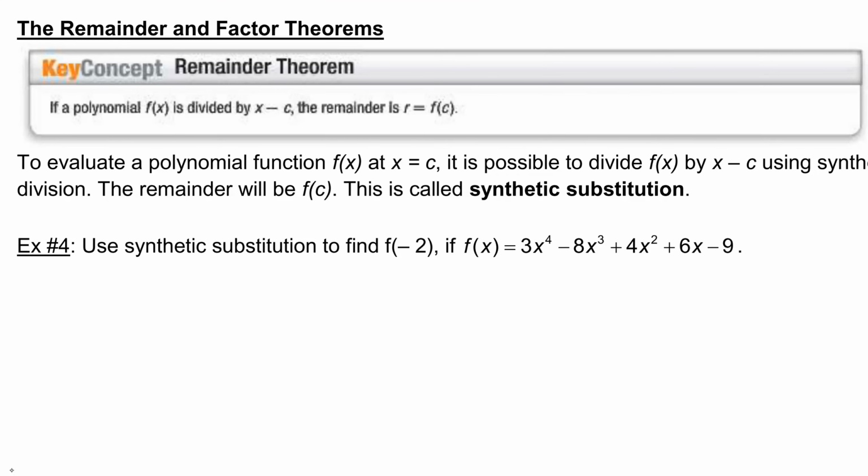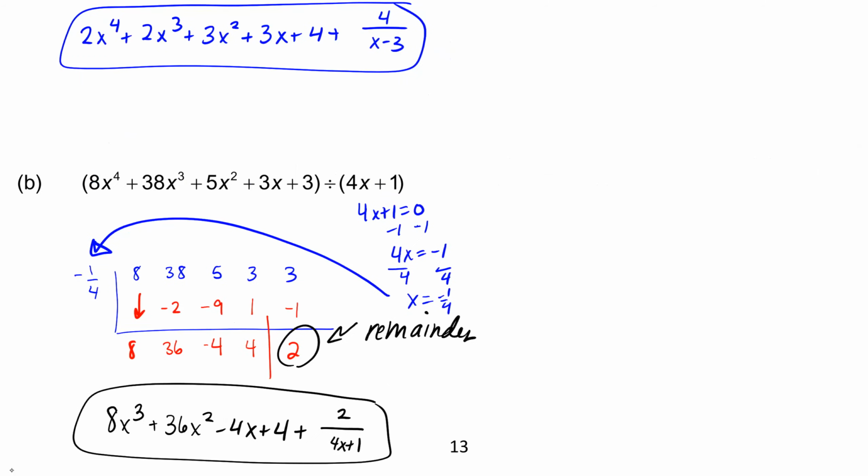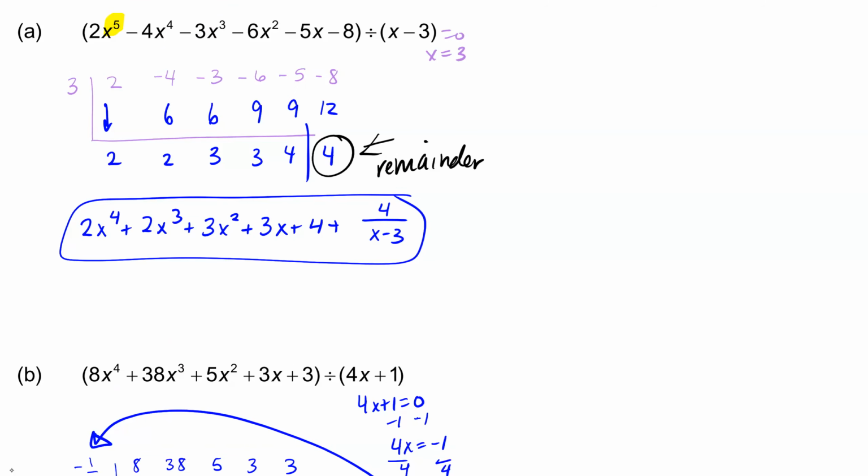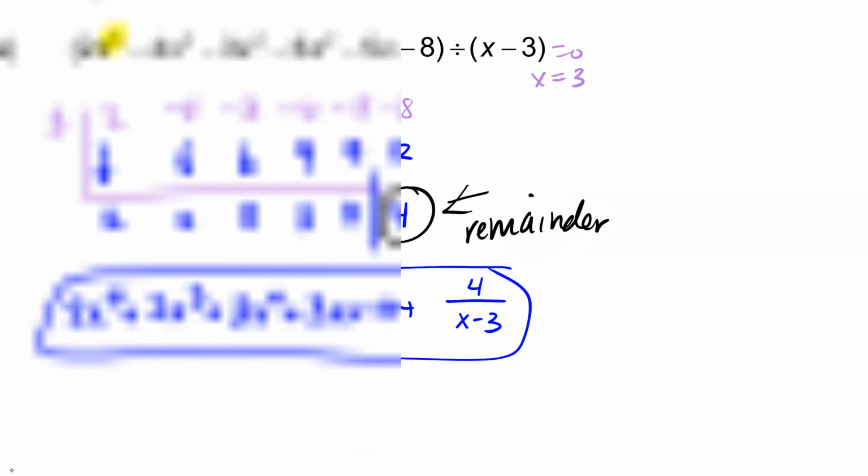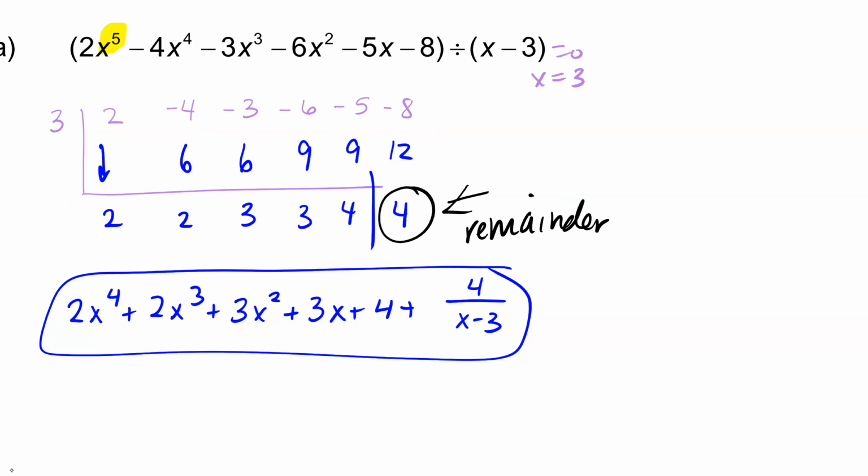Remainder and factor theorems. Okay, so think about it. If I wanted to know if x minus 3 is one of the factors of this whole polynomial in part A, how do we know? Well, I divided it, right? And if it was a factor, it should go evenly, meaning the remainder would be 0. So this is a quick way to see if this binomial is a factor. Just do synthetic. If you get a remainder of 0, you're solid.